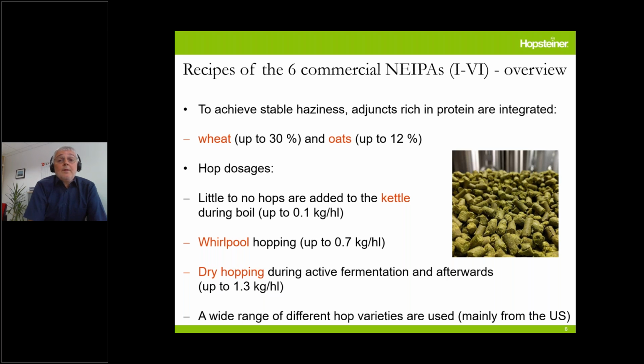As all the beers came from the United States, mainly US varieties were used in these New England IPAs, and it was a very wide range of different varieties. But in one New England IPA, also the German variety Mandarina Bavaria was added.